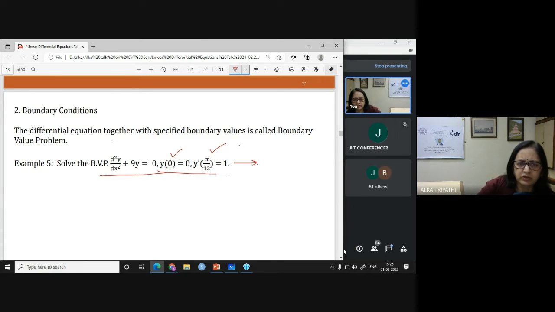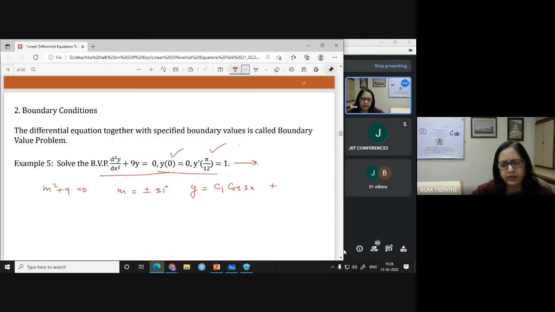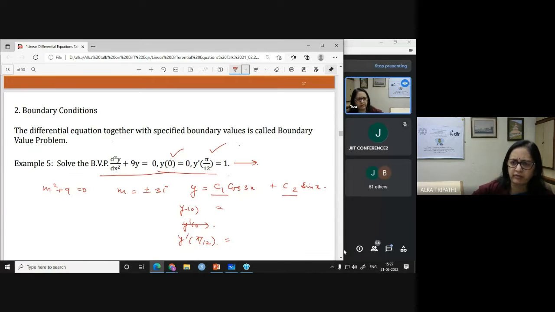You find the solution of this one. This is nothing but m square plus 9 equal to 0, or m equal to plus minus 3i. My general solution will be y equal to c1 cos 3x plus c2 sin 3x. Find y0, and differentiate y and find at pi by 12. Two conditions, two unknowns, you will get the values of c1 and c2, and you will get the particular solution of the differential equation.